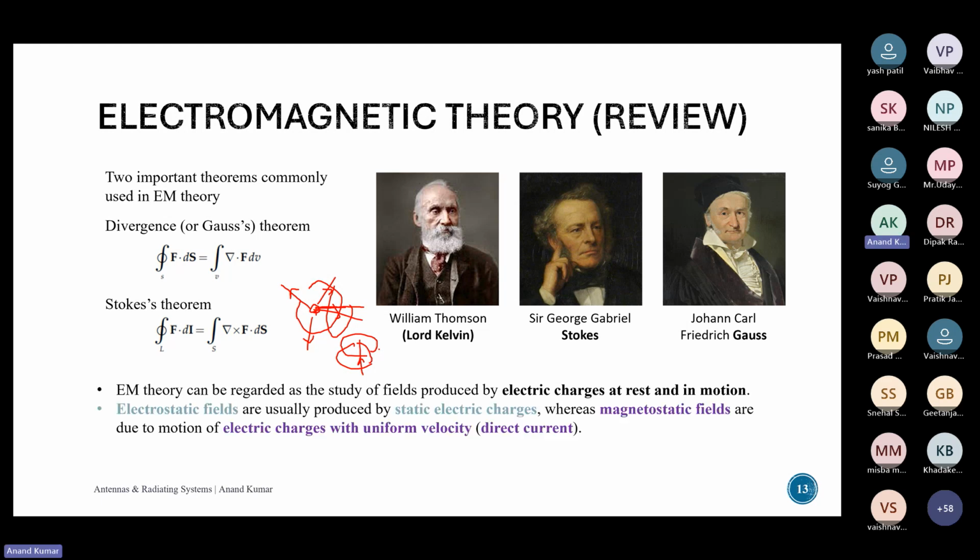So here we have summarized this. Electrostatic fields are usually produced by static charges, whereas magnetostatic fields are produced by electric charges moving with uniform velocity. Uniform velocity is very important in this case. And if this velocity is not uniform, that is, we have accelerated charges or time varying currents, we will have the electromagnetic waves.